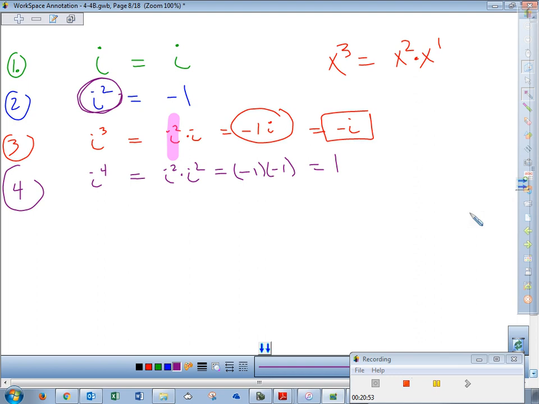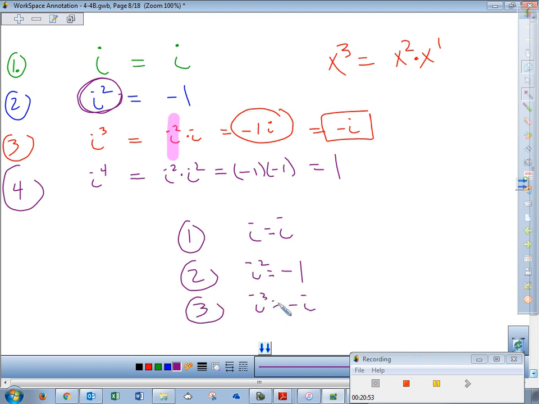i to the fourth equals 1. So if you were taking notes, here are the 4 things you need to memorize. Number 1, i equals i. Number 2, i squared equals negative 1. Number 3, i cubed equals negative i. And number 4, i to the 4th is 1.